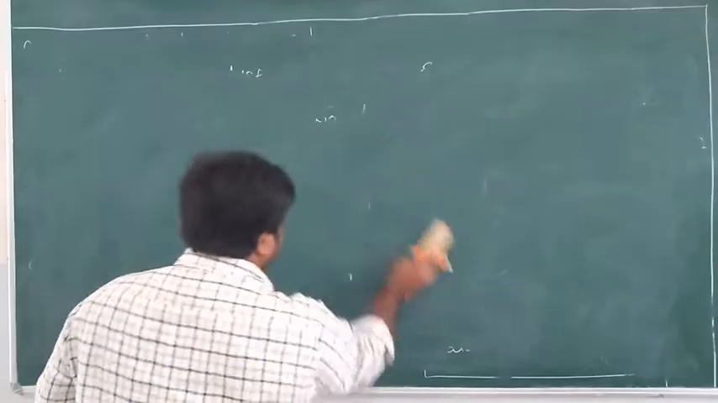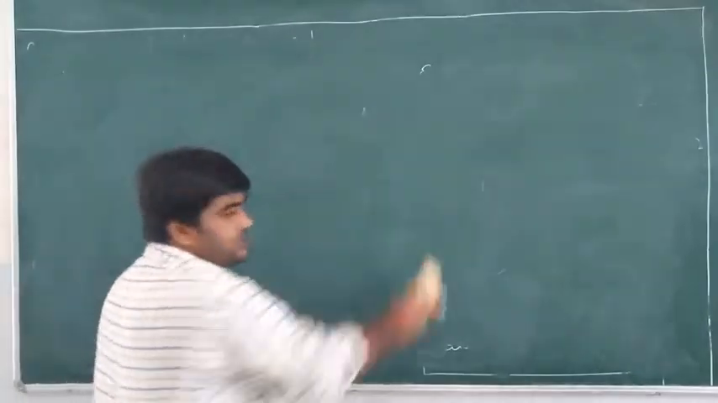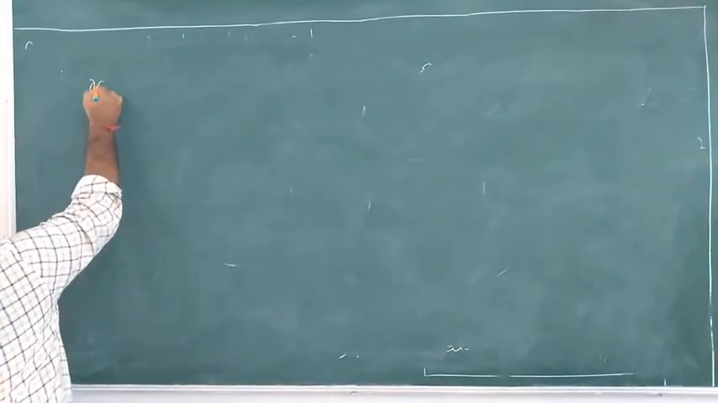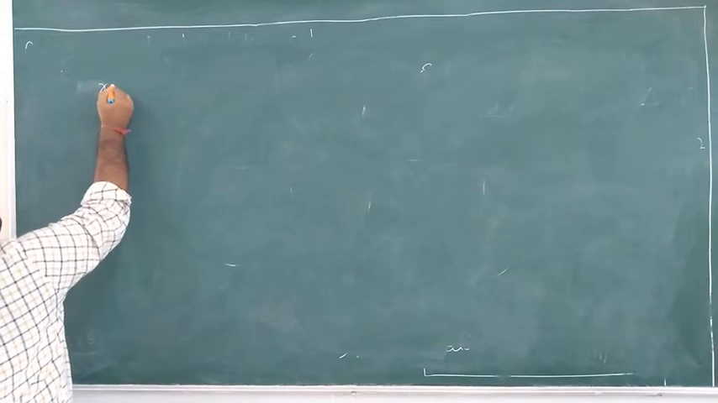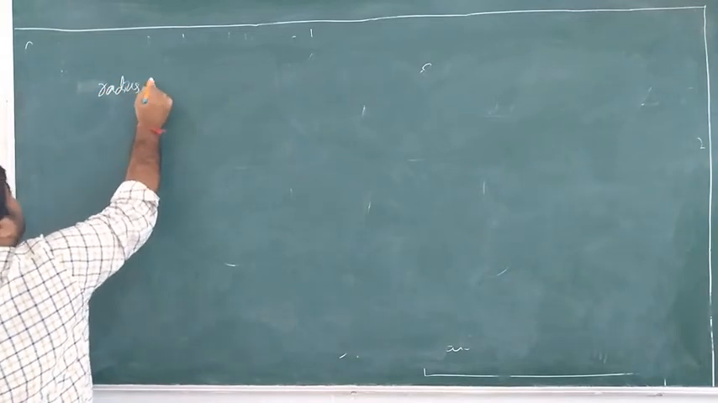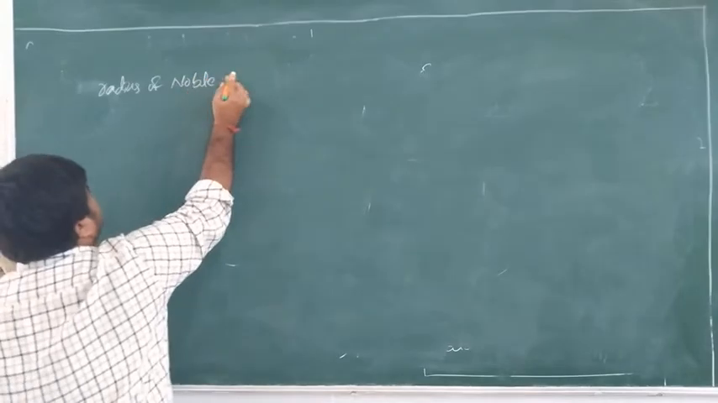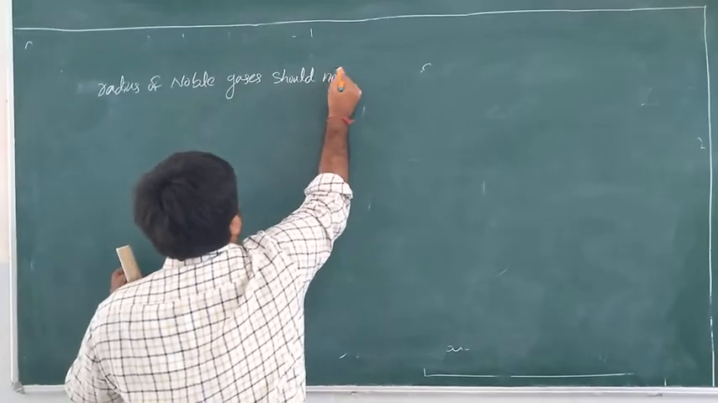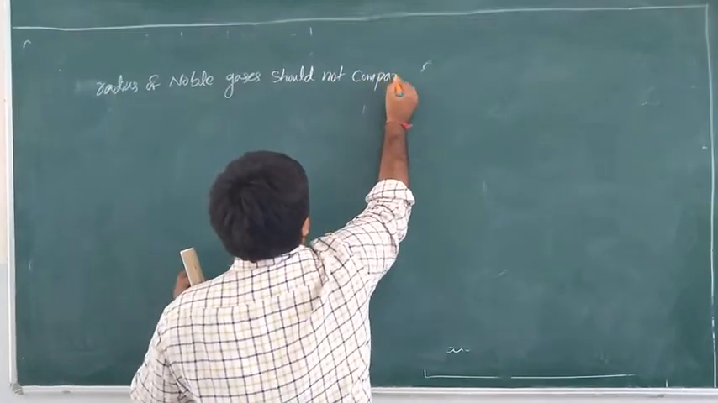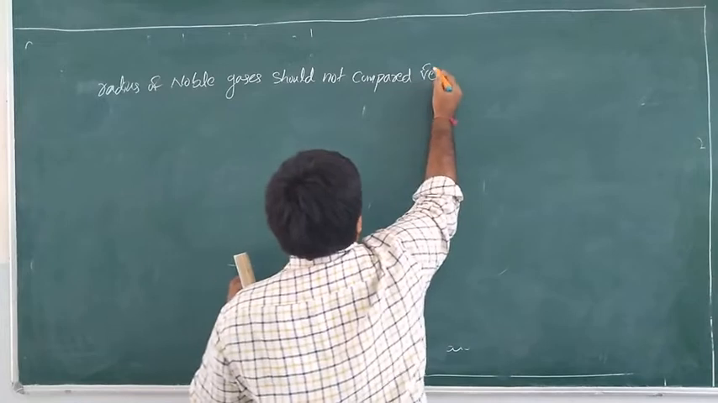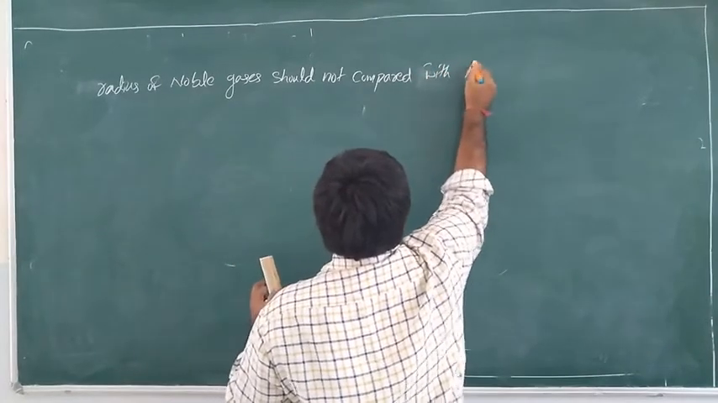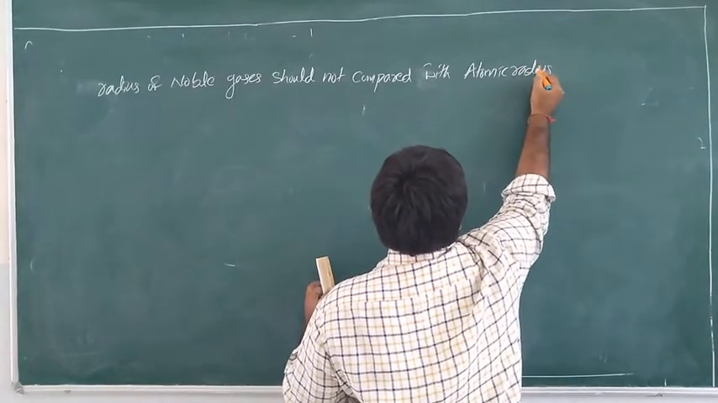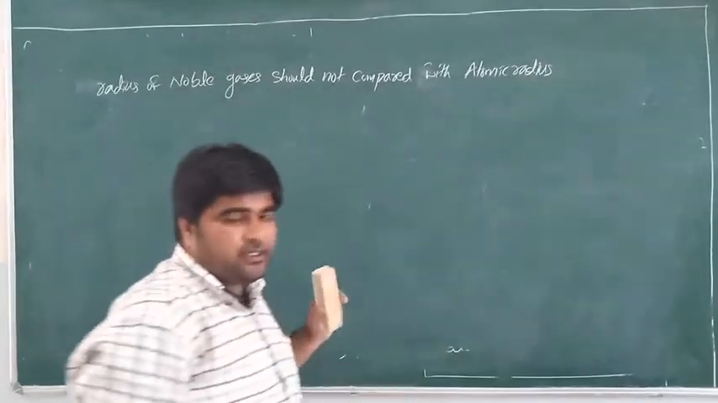So the radius of the noble gases should not be compared with atomic radius. Atomic radius means what? Already, this atomic radius is referred to with both covalent and metallic radius. It should not be compared with atomic radius.